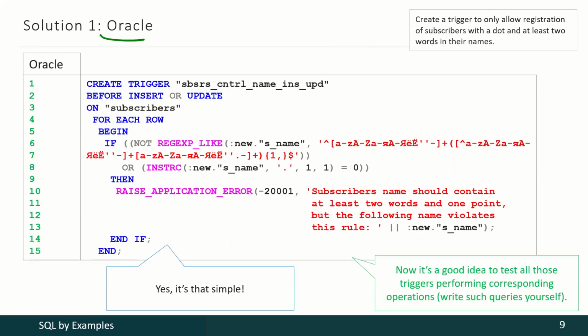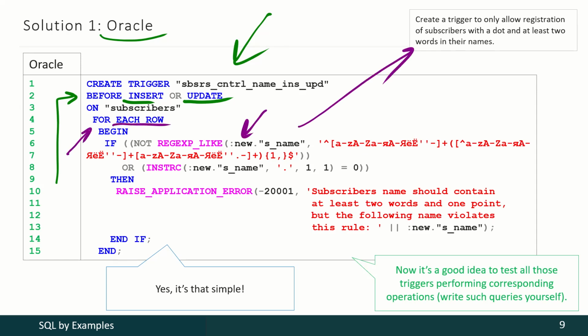And finally, with Oracle the solution is that simple. Here we use one trigger before both insert and update operations. Inside the trigger body for each row we are checking this condition that comes from the task. And if this condition is violated, we are composing the error message and we are executing such a command that leads to transaction rollback in Oracle.